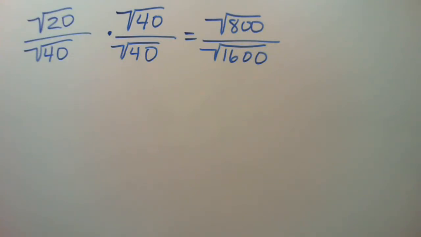Once I break down the numerator into those 2 factors, I'm able to reduce the numerator to 20 times the square root of 2. Now, looking at the denominator, the square root of 1600, 1600 is a perfect square. So I can reduce the square root of 1600 to 40 because 40 times 40 equals 1600. I will speed up the video to show you this process.